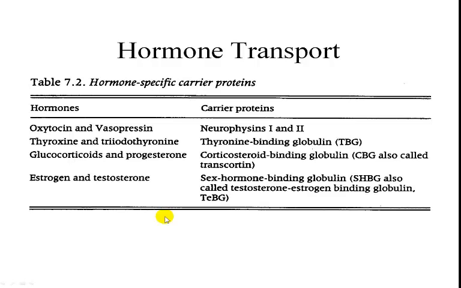The hormone transport then, so we've got it secreted from the pituitary or the target hormone 3 from the organ 3, and of course it's hormone 1 from gland 1, hormone 2 from gland 2, and hormone 3 from gland 3.